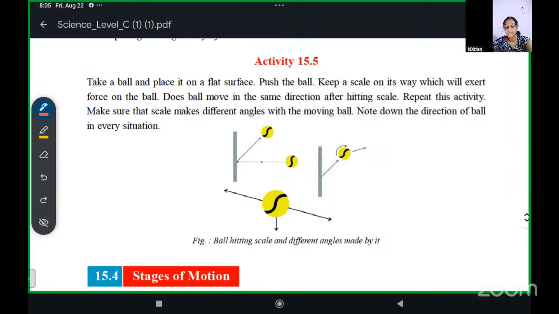Okay. Basically, what happens, ma'am, is, yes, Abraham, it's like light reflected. Yes, it is like light reflected. The ball changes its direction when you put a scale in its way while it's moving. It will deflect. It will change its direction. That is what happens.